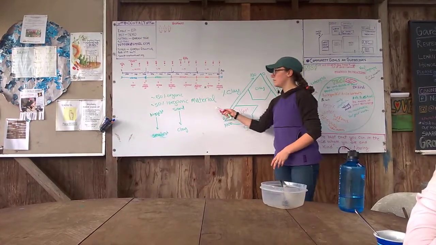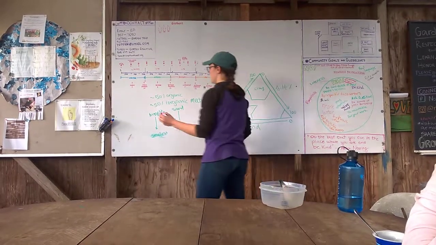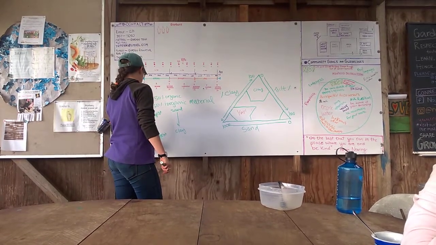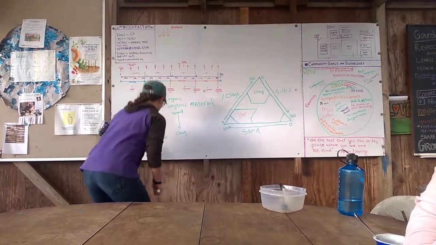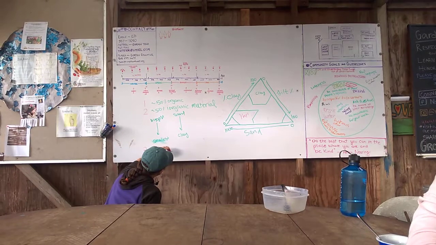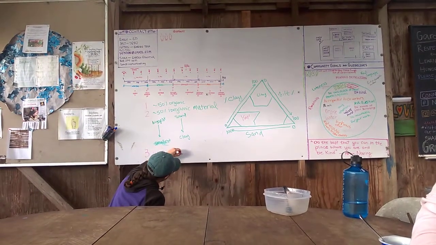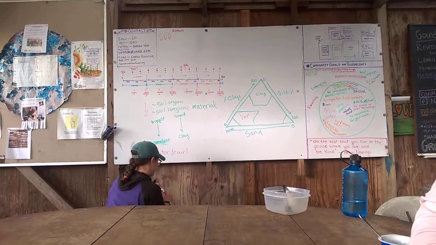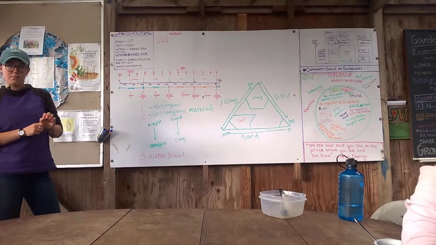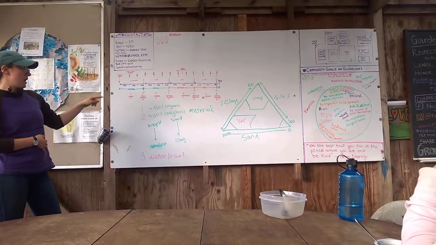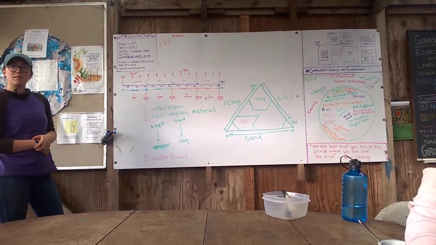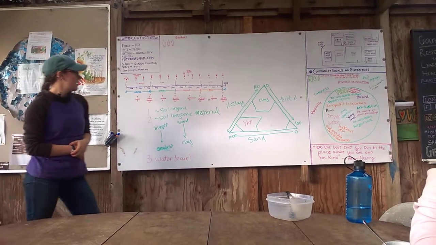And this is the ingredient list for soil. Ingredient 1, ingredient 2, and ingredient 3 is water and air. That goes in all of the little in-between spaces between the particles, the inorganic material and the organic material. And that is how plants grow.